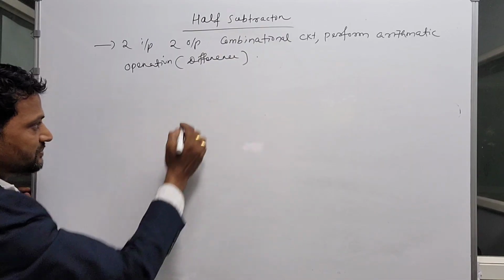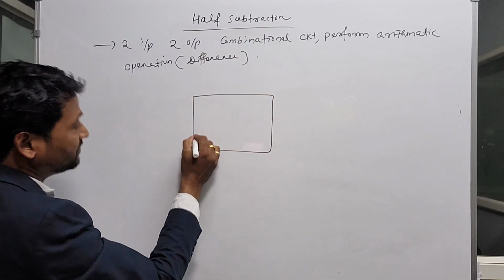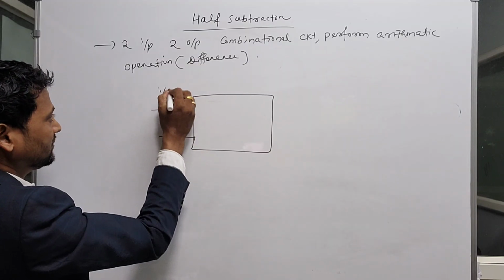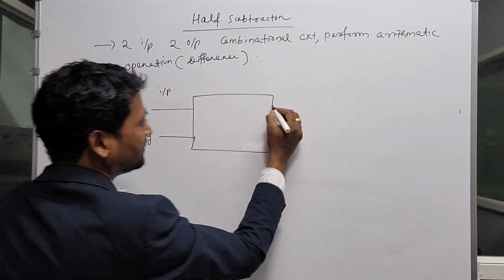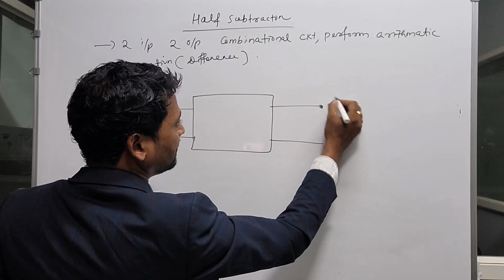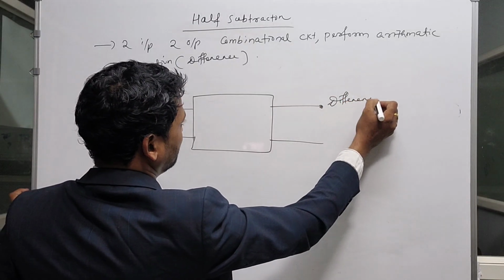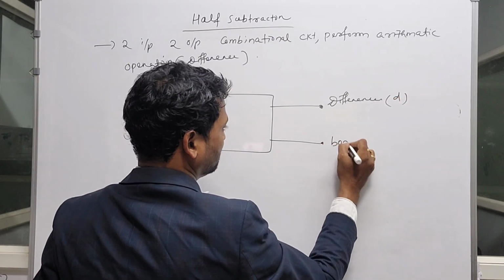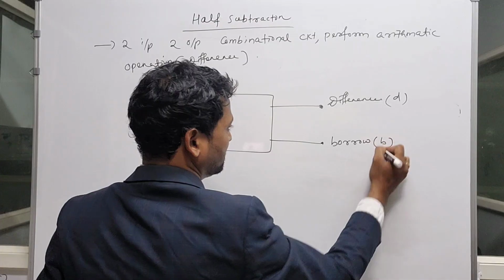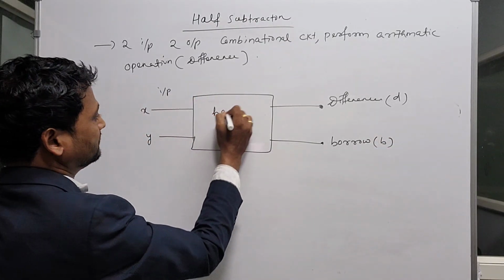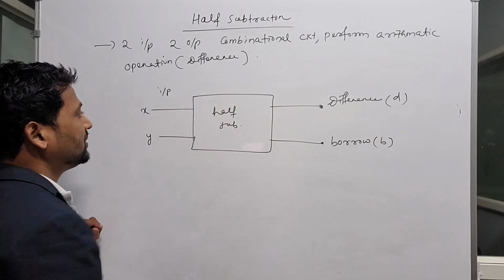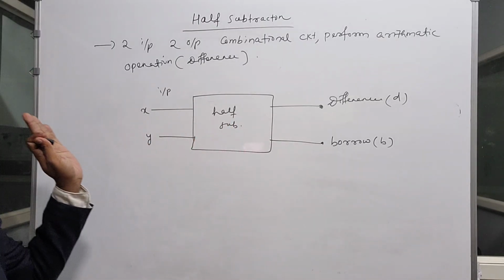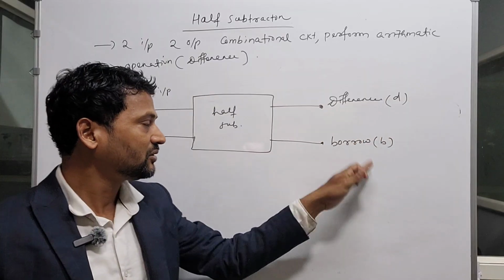Okay, so what is the block diagram? There are two inputs, as I have told, it is a two input two output combinational circuit. These are the input side, x and y are the inputs, and what are the outputs? Remember, one of the outputs is difference or subtraction, and the second one is borrow. So it is a two input two output combinational circuit which has outputs difference and borrow, and inputs x and y.